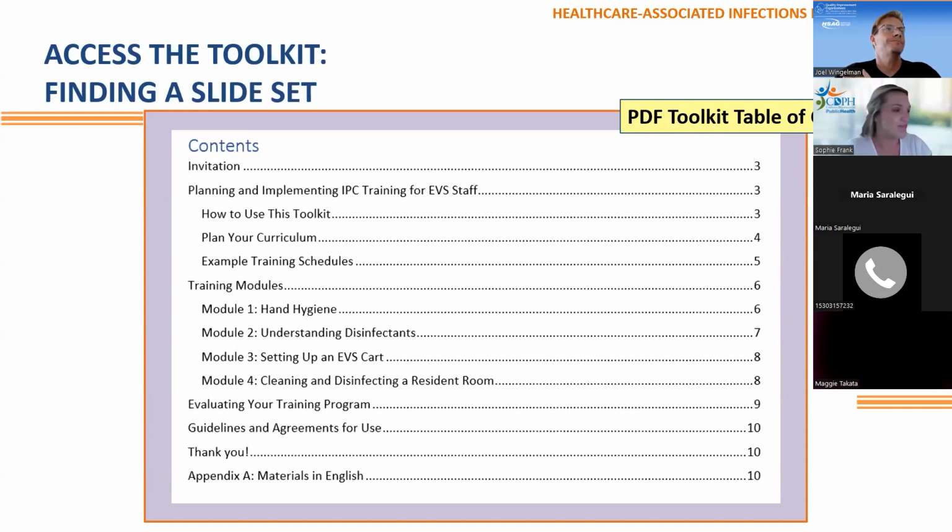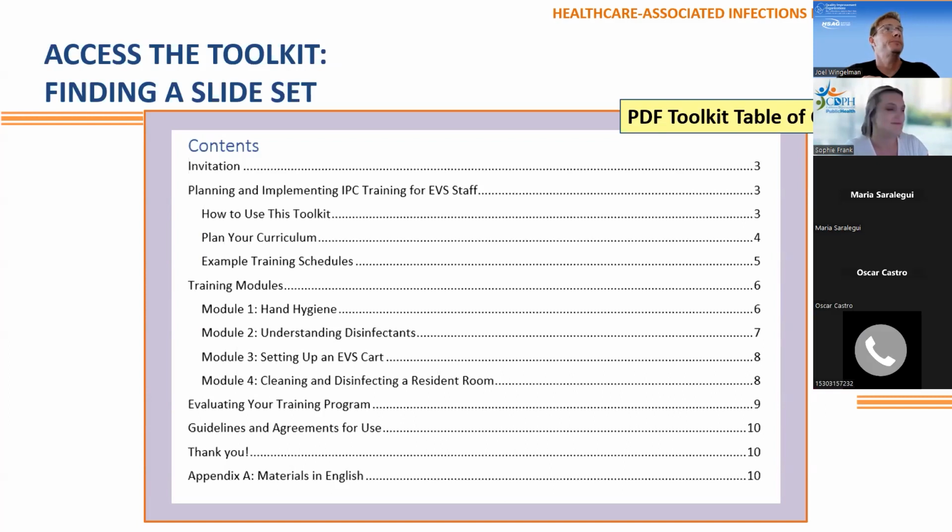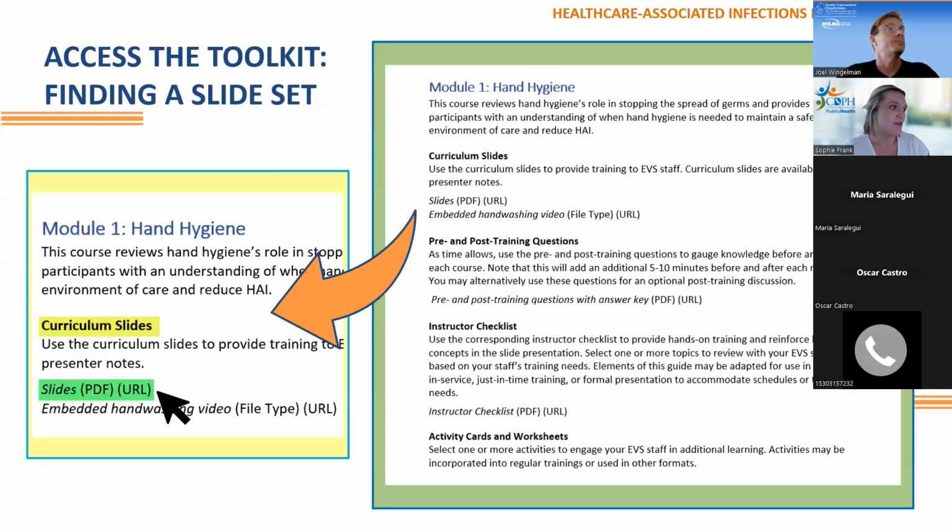So to access the slide set for Module 1, we're going to head to that section of the Project First Link EVS training. We'll either click on or scroll down to the Module 1 section of the toolkit on hand hygiene, which is the topic for Module 1. We'll look for the curriculum slides and click to open the PDF file in a web browser window.